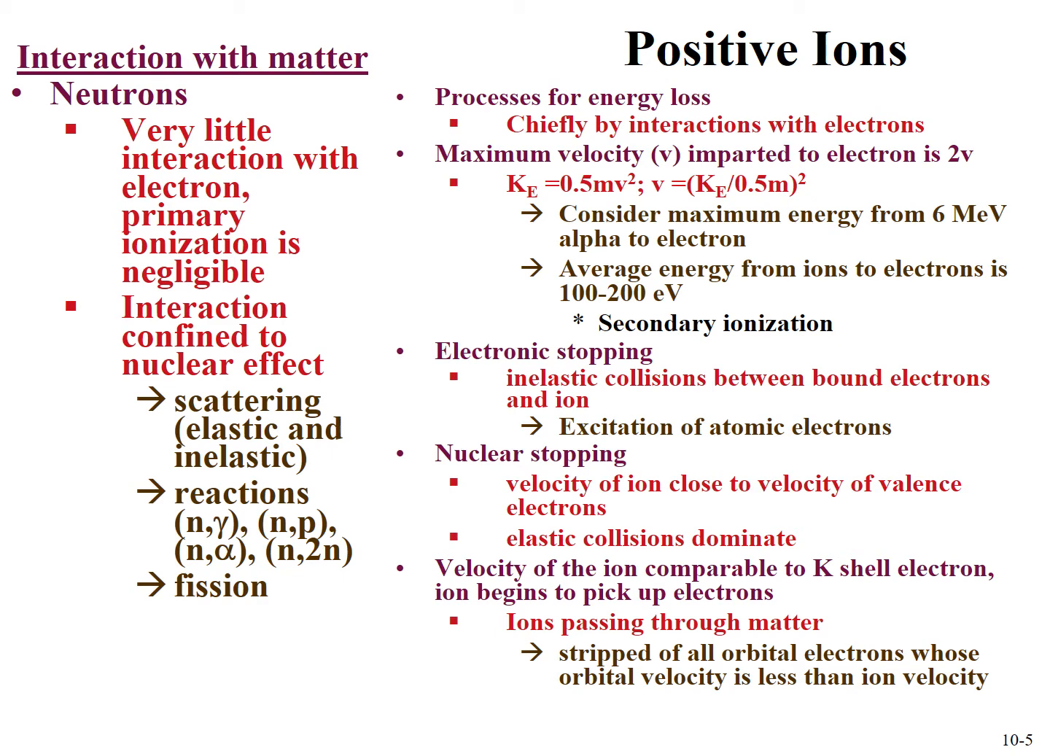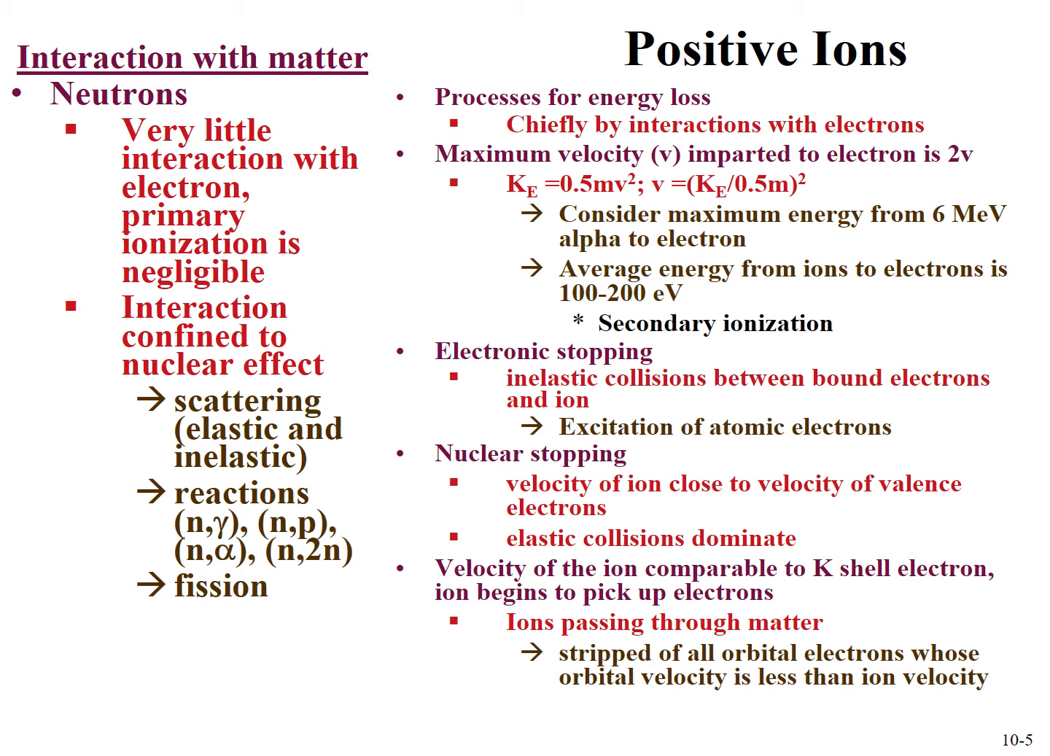You get some velocity of the positive particle that's coming in, and it imparts to the electrons a velocity that is twice this velocity. One can evaluate the velocity from the kinetics. So if you consider something like a 6 MeV alpha on an electron, the average energy loss from one of these ions to an electron is around 100 to 200 electron volts.